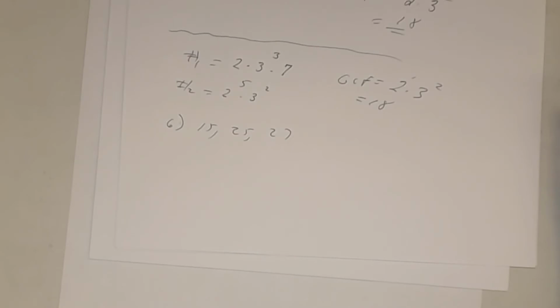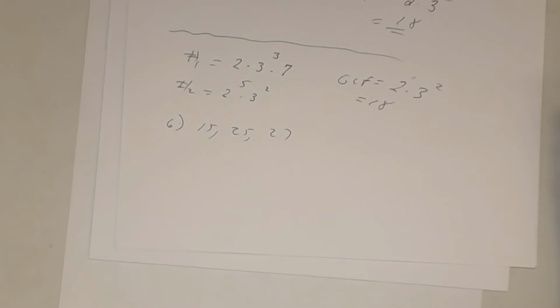3. Okay, does 3 go into 25? No. I'm going to say 1. GCF is 1. No other number goes into all 3 evenly. You can't just look at 2 at a time. You have to look at all 3.